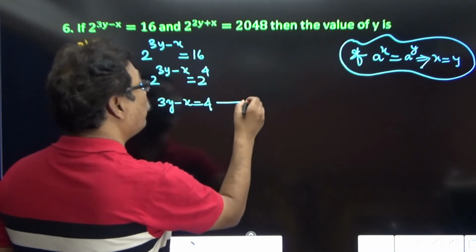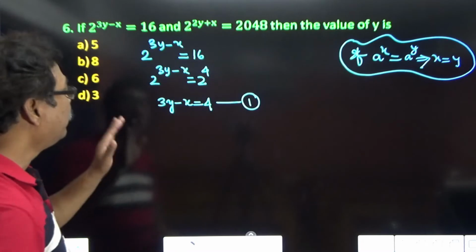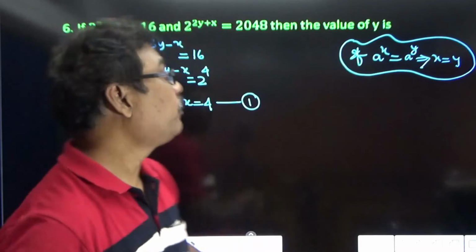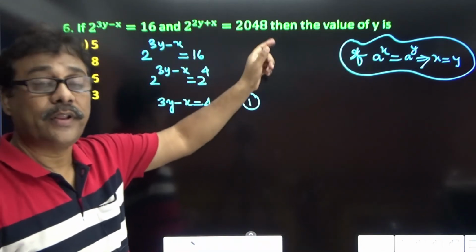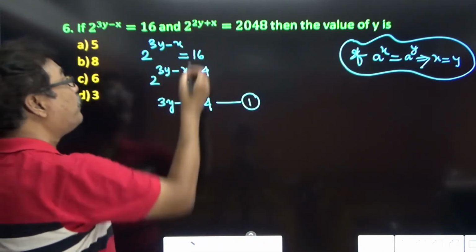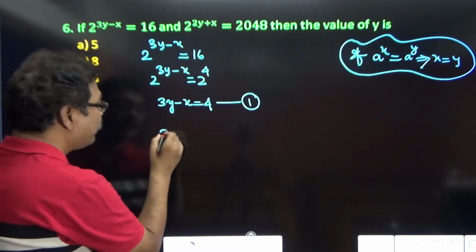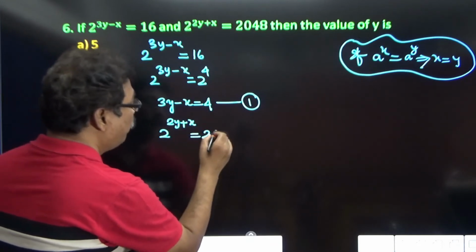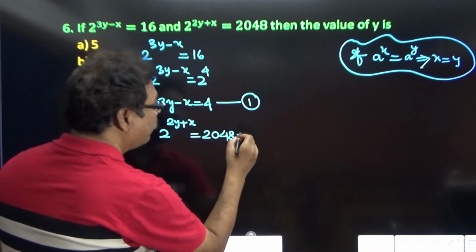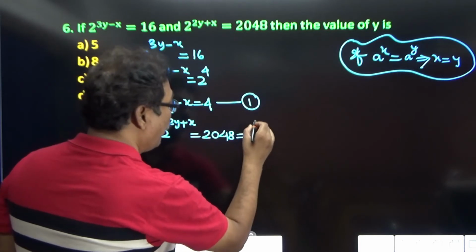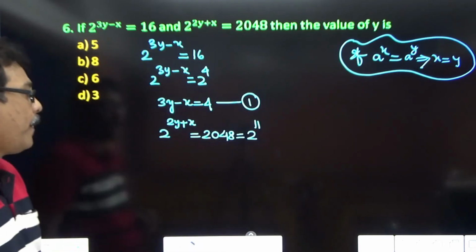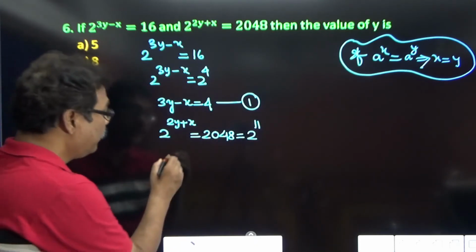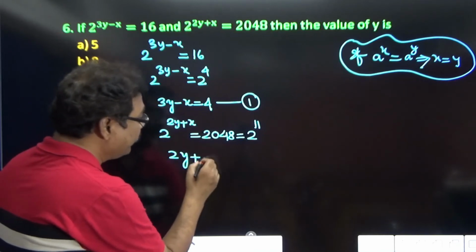Now this is equation number 1. Children, this is equation number 1. Now let's go to the next equation. This is 2 to the power 2y plus x is equal to 2048. So if I check and solve it, I am going to get 2 to the power 11 actually. So a to the power x is equal to a to the power y means x has to be y. So your 2y plus x is equal to 11.